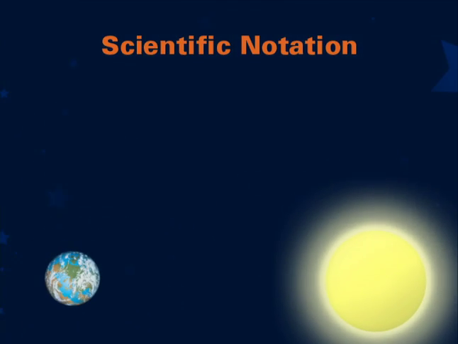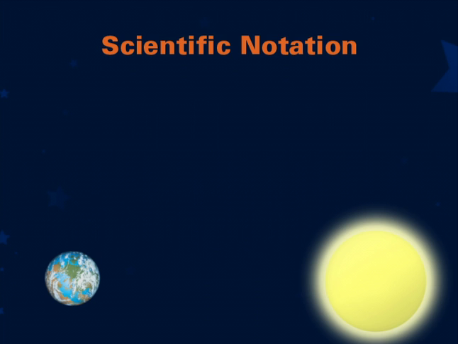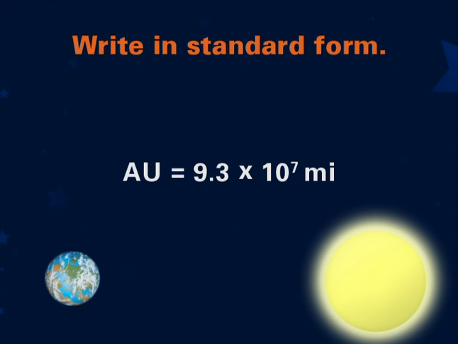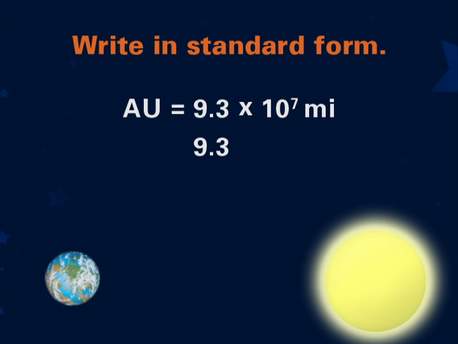Now we need to be able to convert between standard and scientific notations. Let's start with converting 1 astronomical unit, or AU. AU is the average distance from Earth to the Sun, and it equals 9 3/10 times 10 to the seventh power miles. Write this number in standard form. We convert the number by finding the product. Multiplying by a positive power of 10 is the same as moving the decimal point to the right. To multiply by 10 to the 7th power, move the decimal point to the right 7 times.